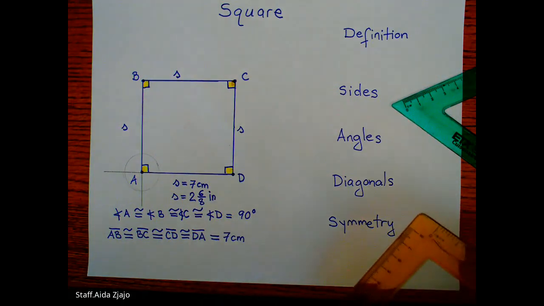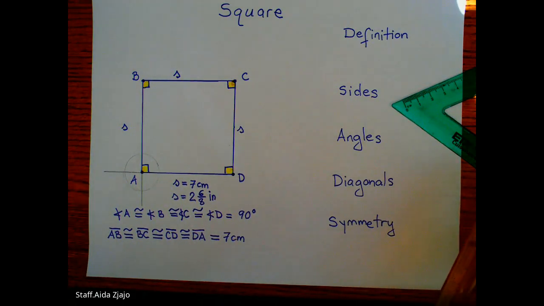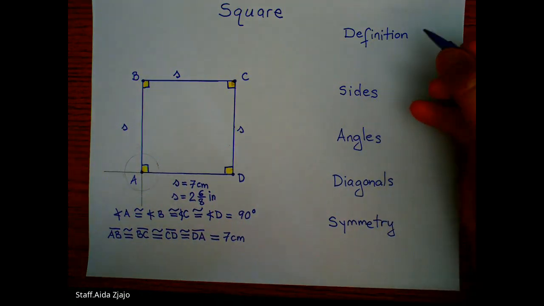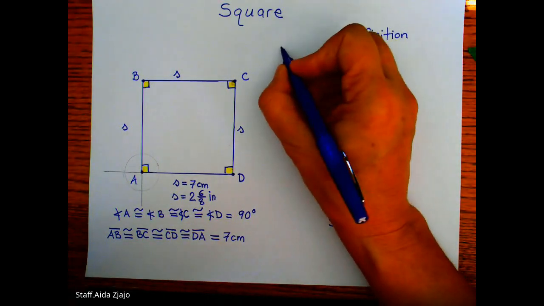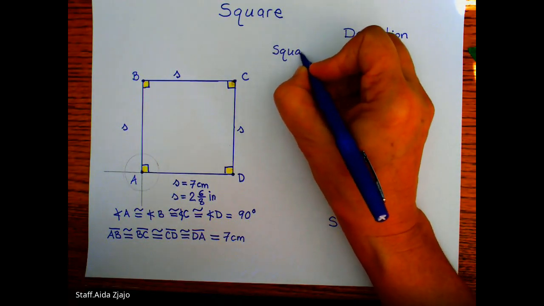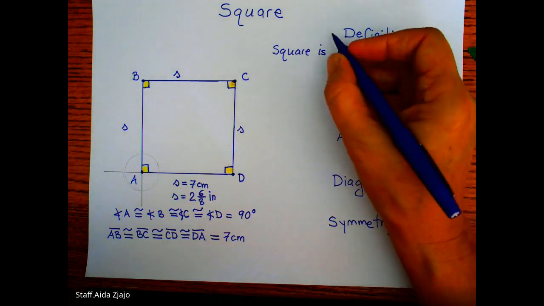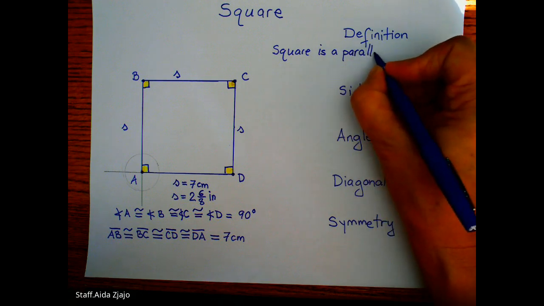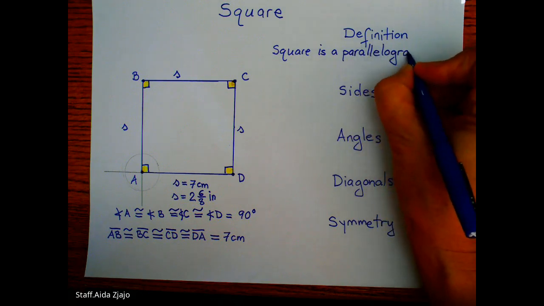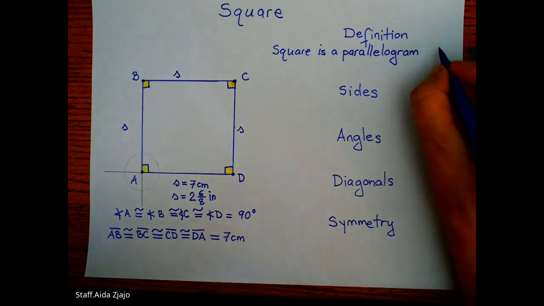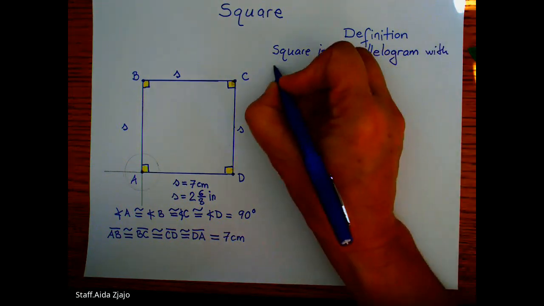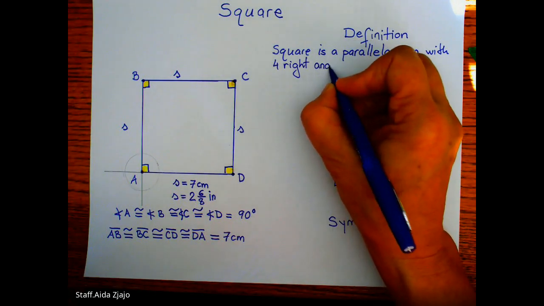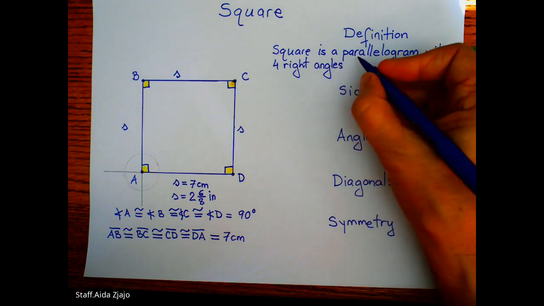We can have a definition for a square, and a square is a parallelogram. So let's write it down. A square is a parallelogram with 4 right angles and all sides congruent.